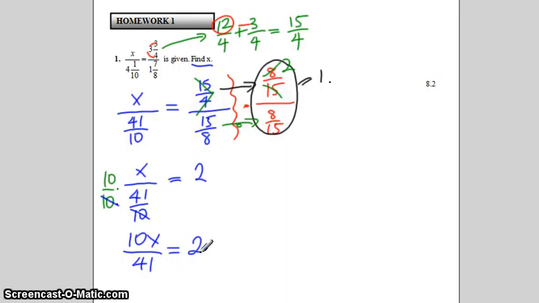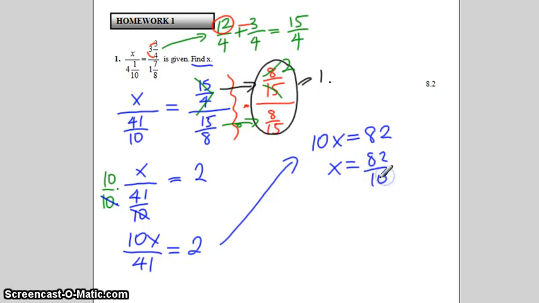So let's go across here. I've run out of space, but we can multiply both sides by 41 and get 10x equal to 82. Dividing both sides by 10, 82 divided by 10, which we can see is 8.2 as a decimal, or we can simplify the fraction. Both of these are even, so you can divide by 2, 41 over 5.